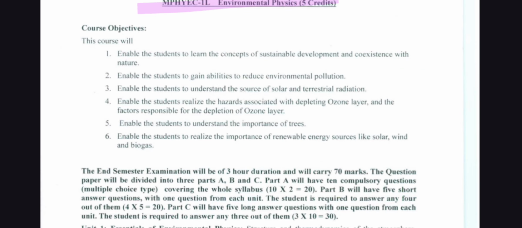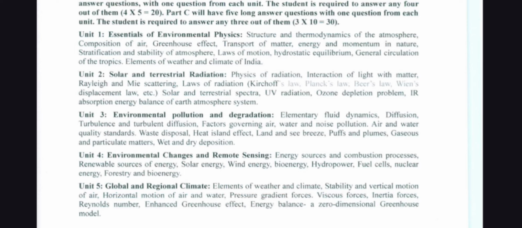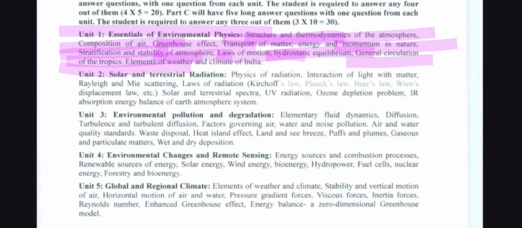So M.Sc. Physics L, Environment Physics, credit 5. You read this course. This course will enable you. Unit first is essentials of environment physics, structure and thermodynamics of the atmosphere, composition of air, greenhouse effect, transport of matter, energy and momentum in nature, stratification and stability of atmosphere, law of motion, hydrostatic equilibrium, general circulation of the tropics, elements of weather and climate of India.